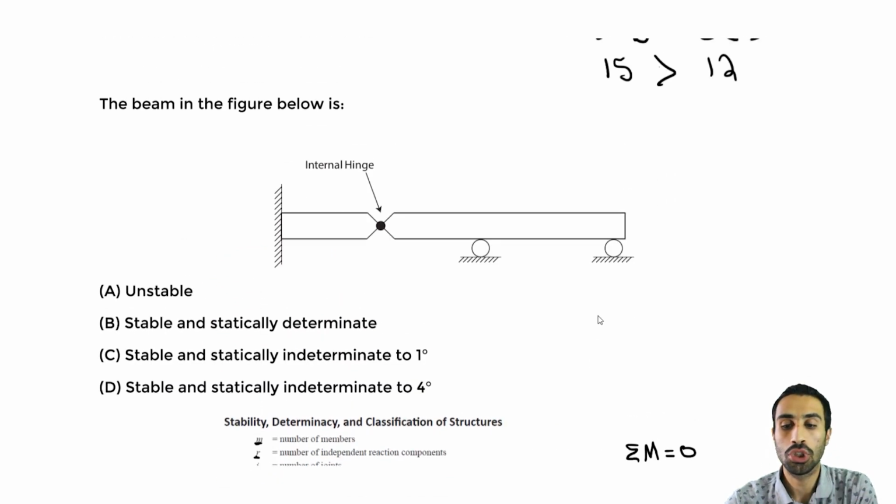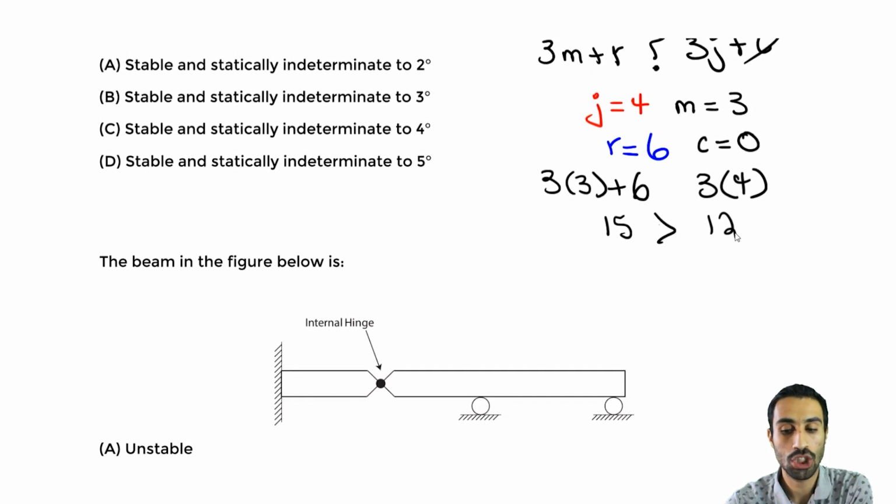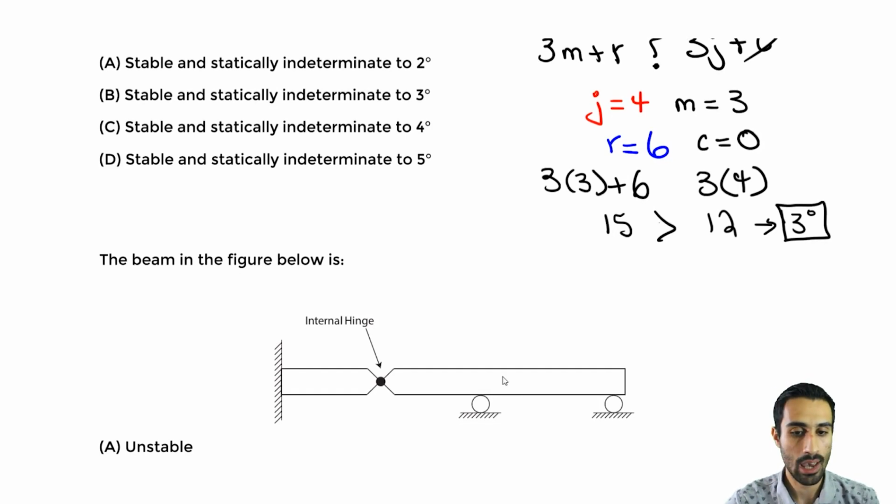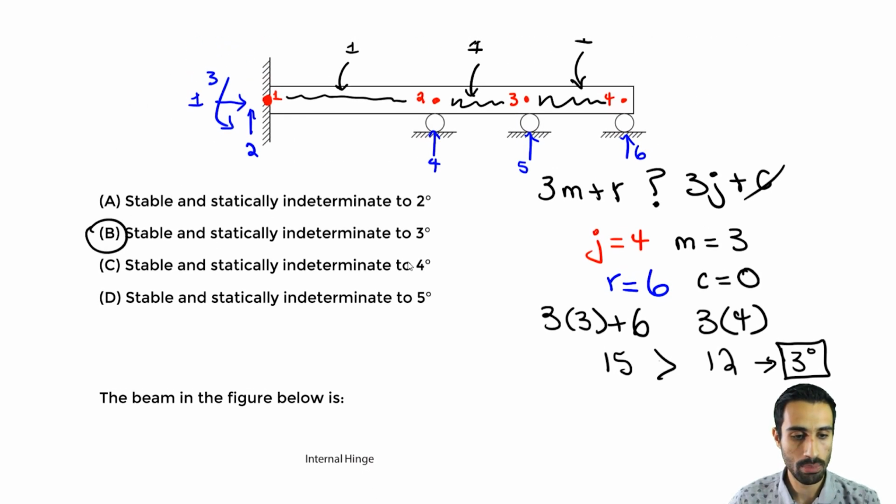And the number of degrees, you just take the difference. You take 15 minus 12, and in this case it's going to be 3 degrees. So we have 3 degrees of indeterminacy. So that would be that one, and the answer for this should be B.